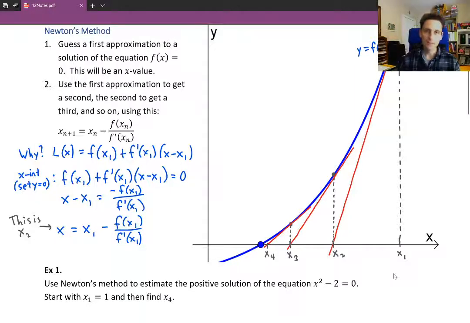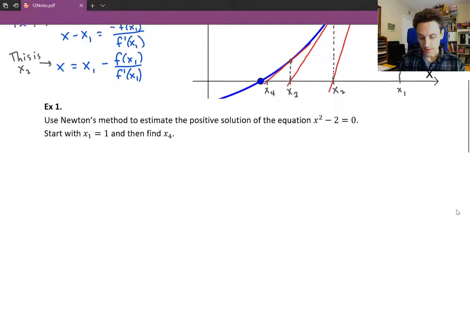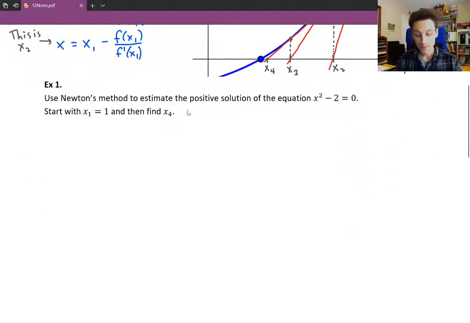And then you just repeat. To find x sub 3, it's the same formula but just with x sub 2's. So let's use Newton's method for example 1 to estimate the positive solution of the equation x squared minus 2 equals 0. We're going to start with x sub 1 equals 1 and then find x sub 4. So we're going to go 4 iterations through Newton's method.